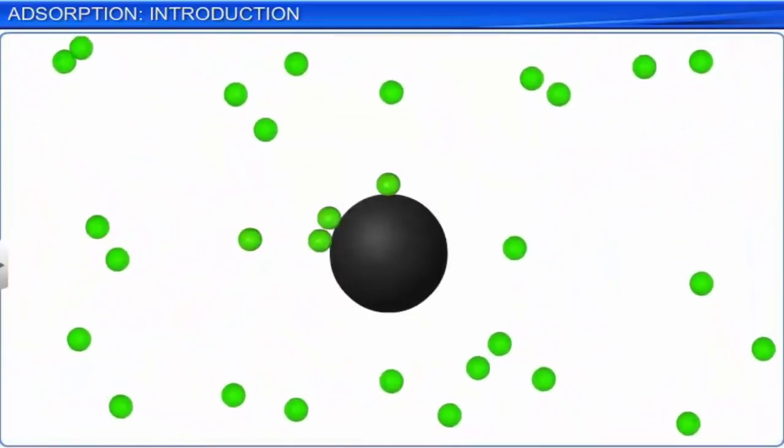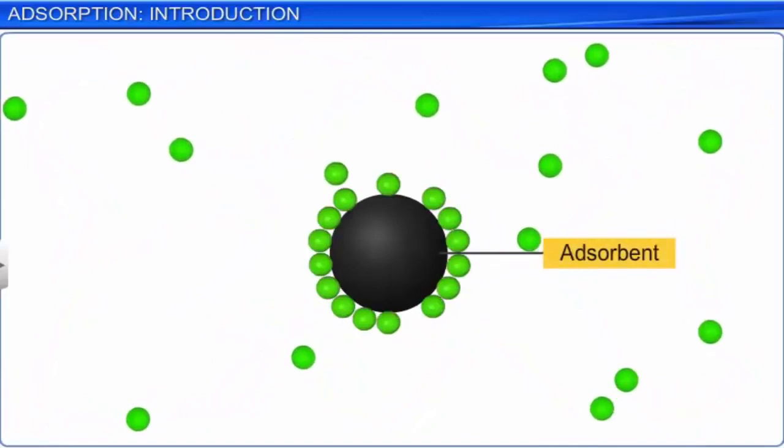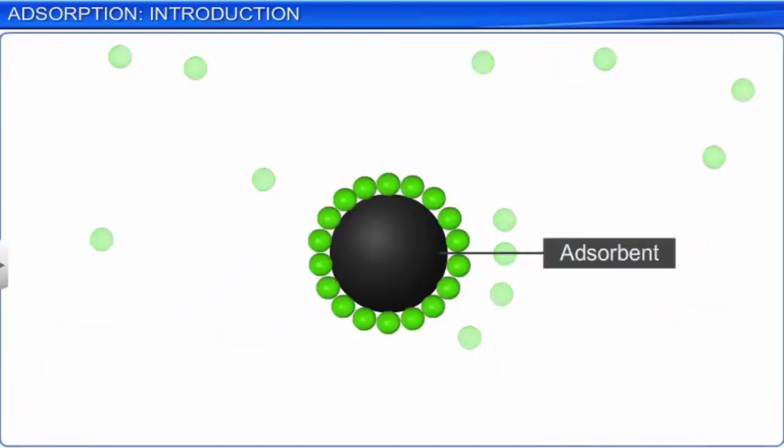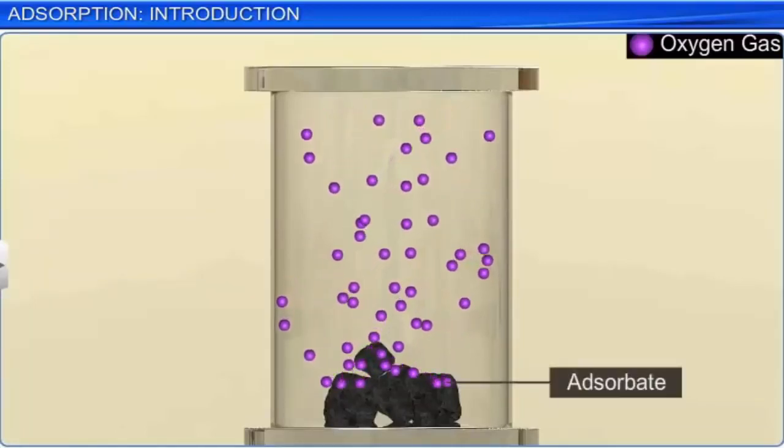The substance on the surface of which adsorption takes place is called the adsorbent, while the substance thus adsorbed is called the adsorbate. In the example that we just saw, the molecules of oxygen are the adsorbate, while the solid charcoal is the adsorbent.